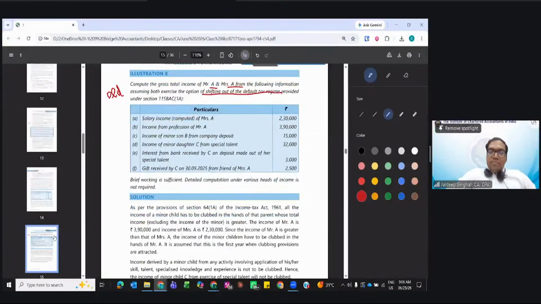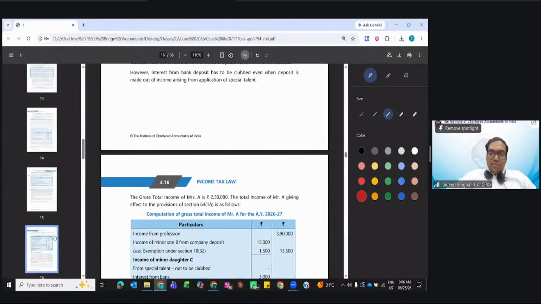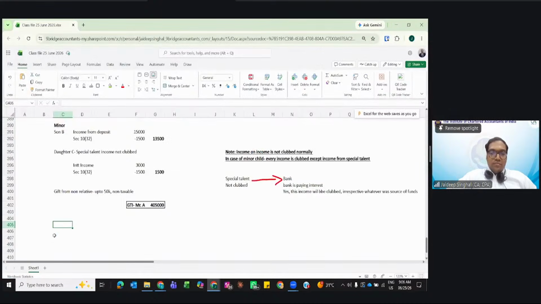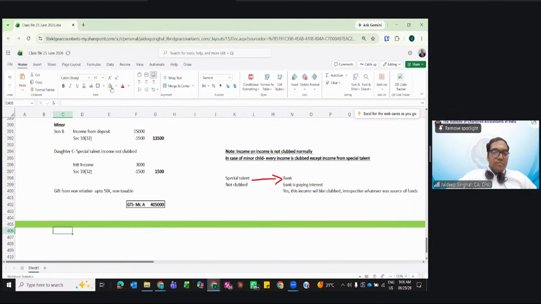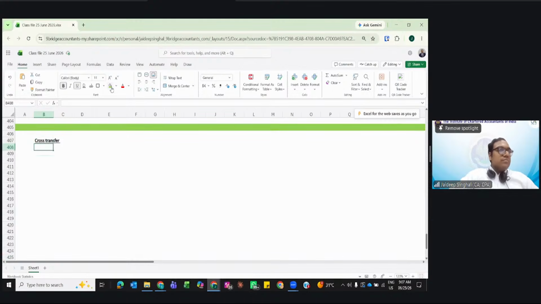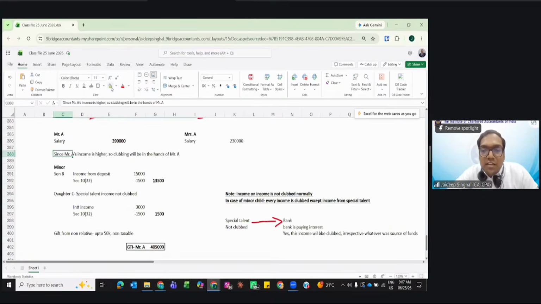So this was example number 8, illustration number 8. Next concept, cross transfer. Yeah, if 115BAC, then the 10(32) exemption will not be available. You just add $3,000 to it. It will be the answer.